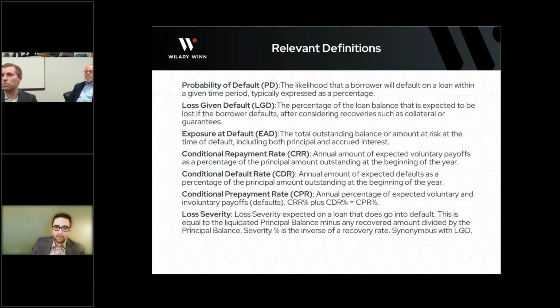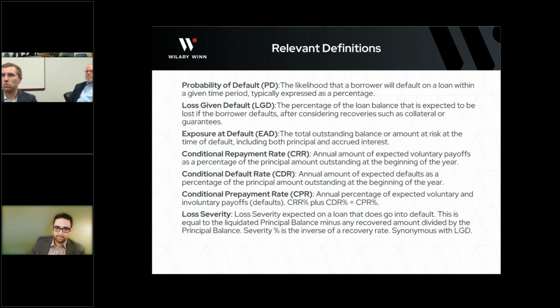Then we have exposure at default, or EAD. That's the total outstanding principal balance at the time of default, including both any principal and accrued interest. Having this as an accurate projection gives it that reliable estimate. So in a discounted cash flow model, the exposure at default is going to be the balance of that loan at the time of default within any projection period.